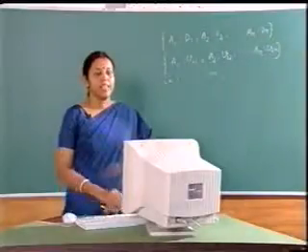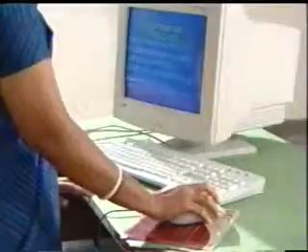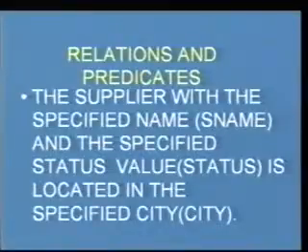Next we will see the relations and predicates. Let us consider the statement: the supplier with the specified name and the specified status located in the specified city. This statement is an example of predicate. Now what is a predicate? Predicate is a truth valued function, a function of 3 arguments in this particular case.